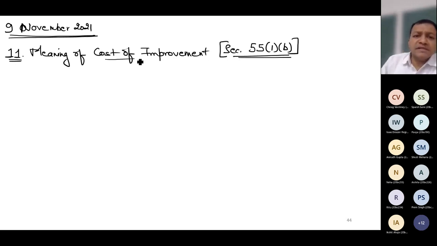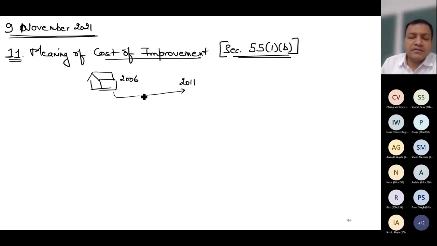Now, what do I mean by cost of improvement? Suppose I have purchased a house in 2006, and after 5 years, in 2011, I made some alterations or constructions. I made one kitchen, one floor, etc. So that construction is nothing but cost of improvement. This is cost of improvement.